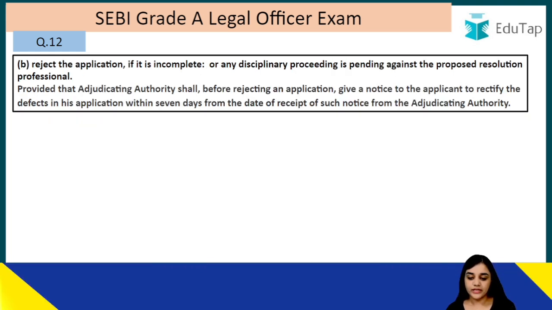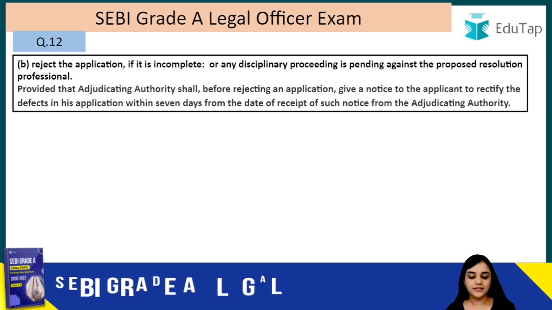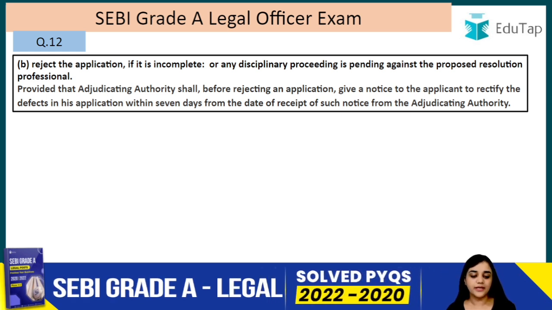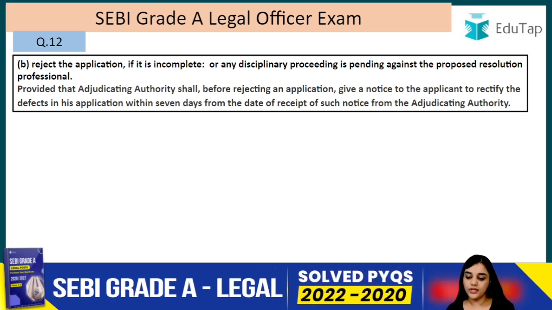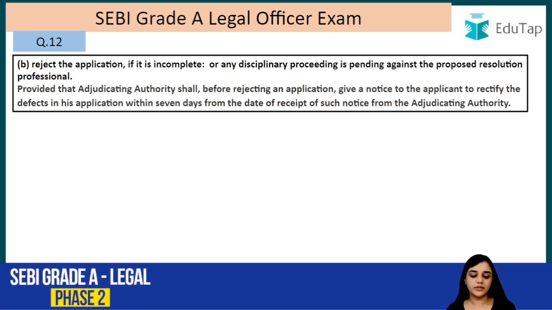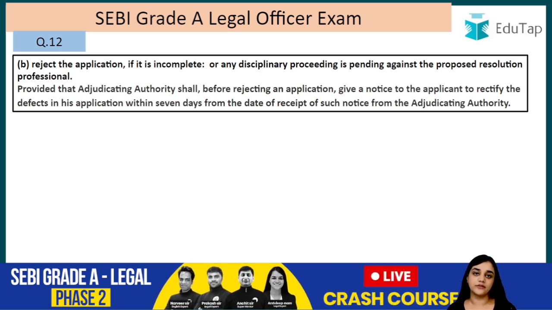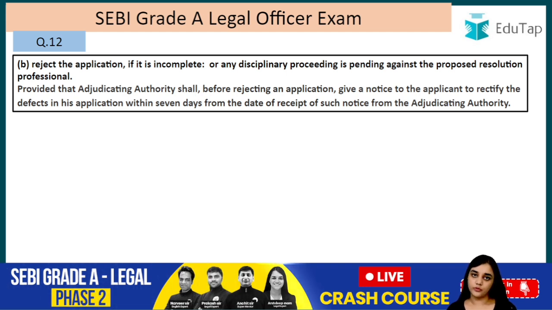Reject the application if it is incomplete or any disciplinary proceeding is pending against the proposed resolution professional, provided that the adjudicating authority shall, before rejecting the application, give a notice to the applicant to rectify the defects in his application within 7 days from the date of receipt of the notice from the adjudicating authority. In case there is a mistake that can be rectified, 7 days will be given to the applicant for that rectification. Alright, moving on, question number 13.